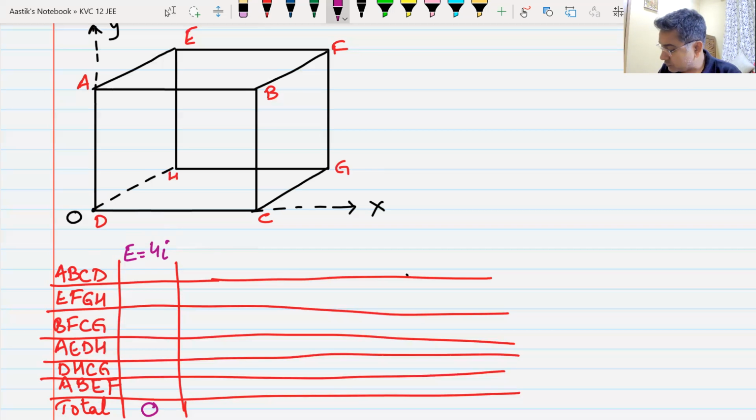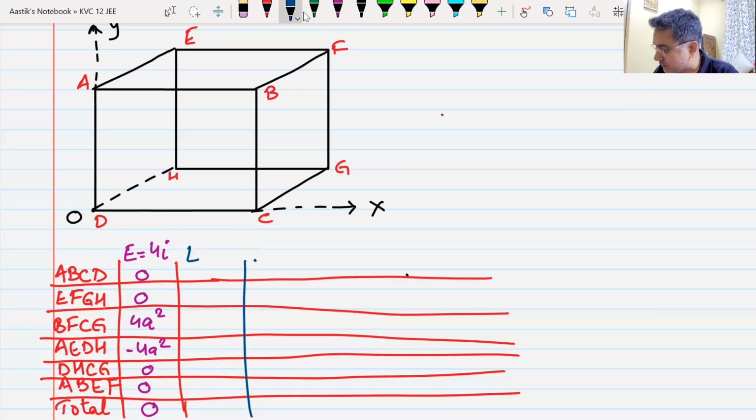0, sir. The second one? 0, sir. The third one? Plus 4I, sir. 4A square, not A. Okay. AEDH? Minus 4A square. DHCG? 0, sir. ABEF? 0, sir. Okay, good. See, it is simple. Questions are simple. If you understand them, they are pretty simple.